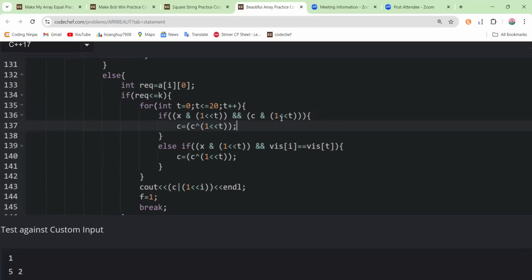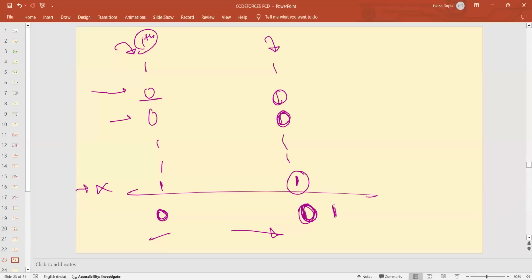That particular bit will get turned off in the final result c. So I simply made c as c XOR 1 left shift t. When we do this, c XOR 1 left shift t, what will happen? If this particular bit is 1, this particular bit will get turned off. How to turn a particular bit off in bit manipulation? I hope everyone knows it if you are solving this particular question.